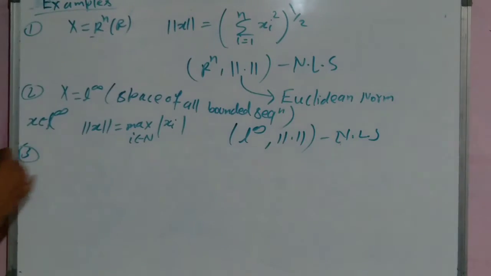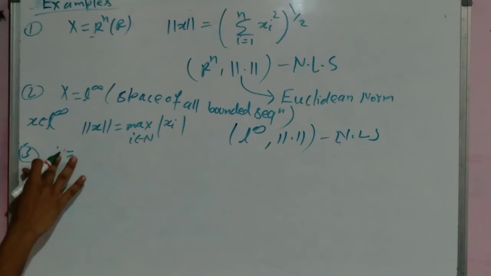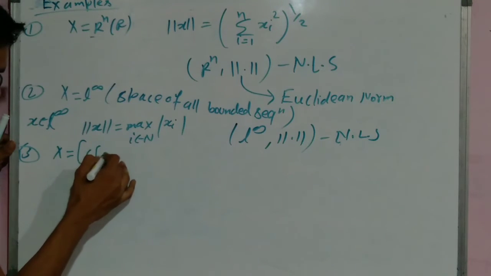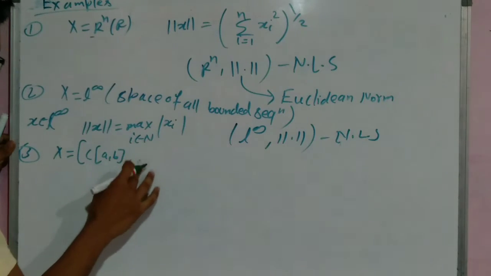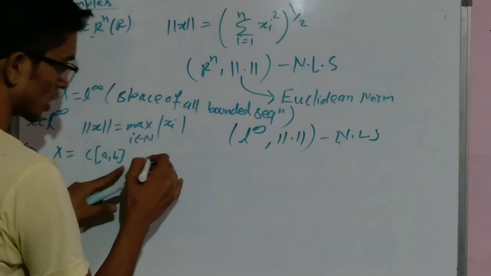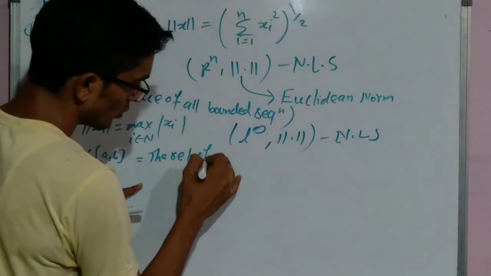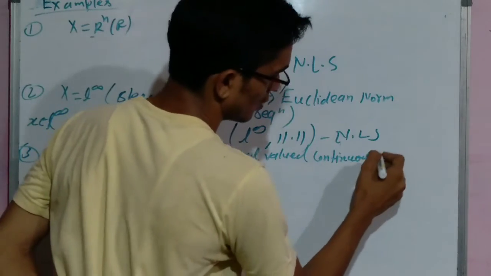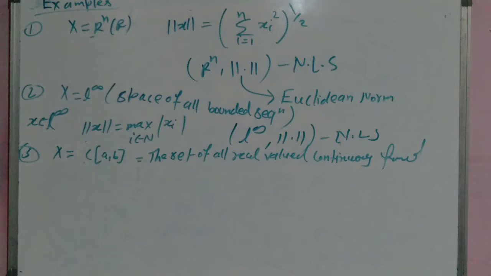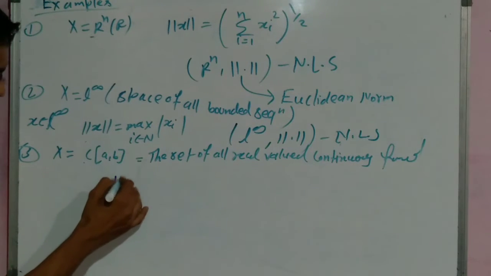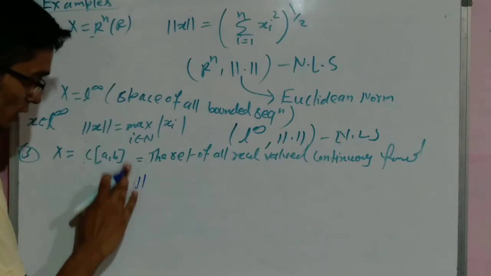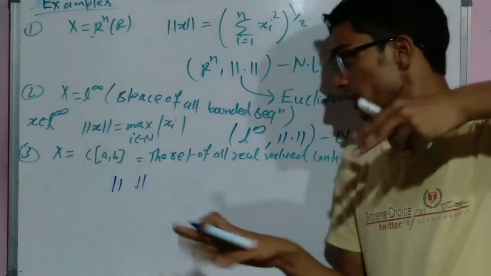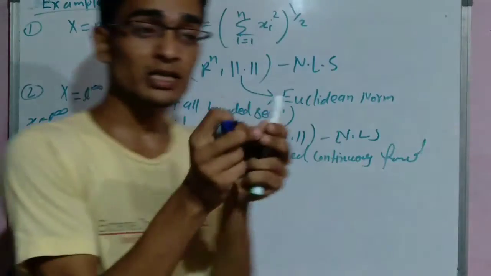And third, we will define X equal to C of [a, b]. This is the set of all real valued continuous functions. So for this we define the norm. Here the elements are the functions, the continuous functions.